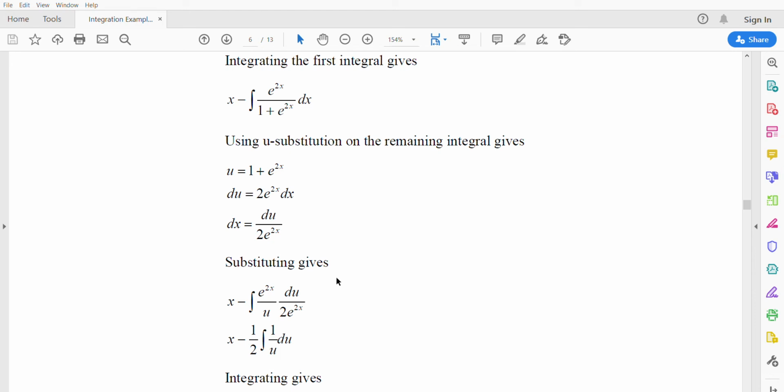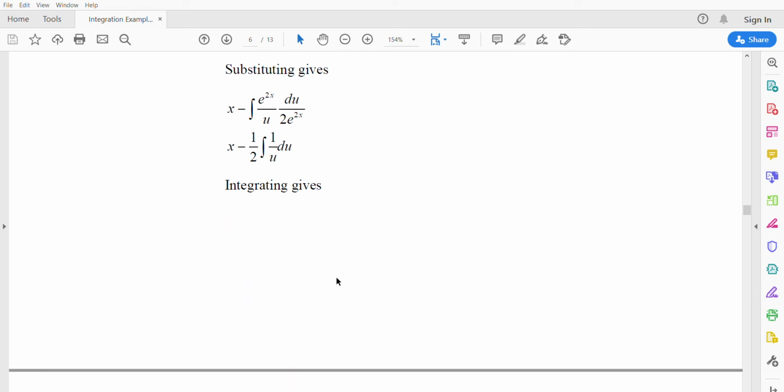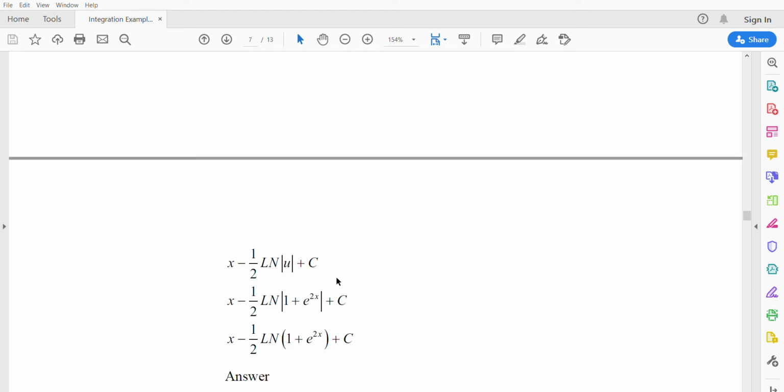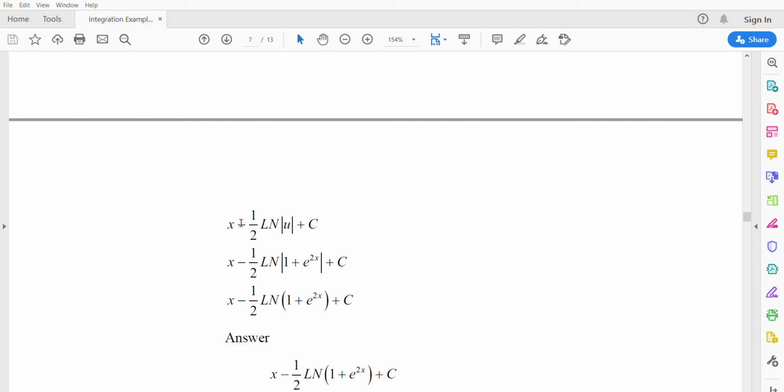So if I integrate 1 over u, that's going to end up giving me a natural logarithm. So I've got x minus 1/2 times the natural log of the absolute value of u plus a constant. Well, u gets replaced with 1 plus e to the 2x. So I've got x minus 1/2 times the natural log of the absolute value of 1 plus e to the 2x plus a constant.